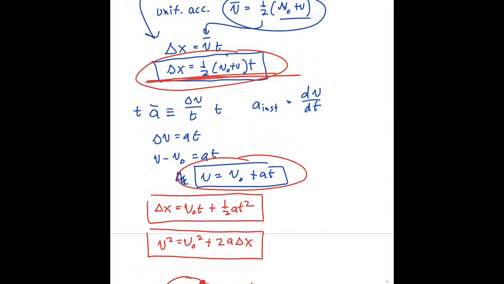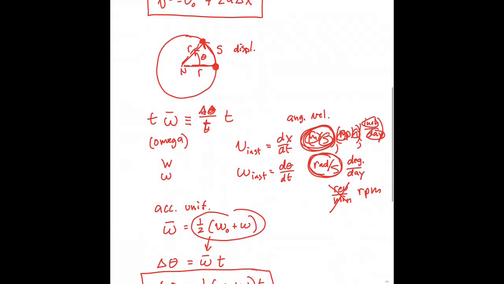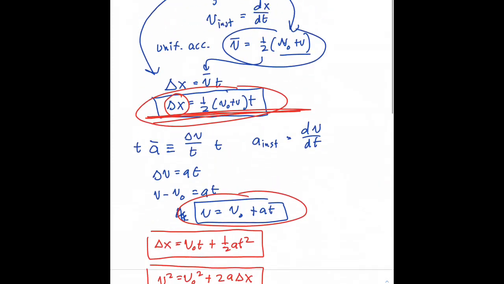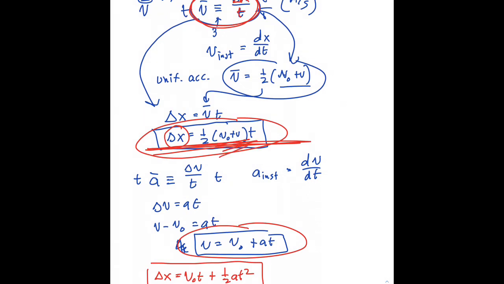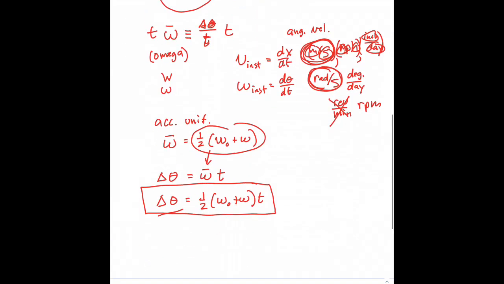Looks an awful lot like this equation. We've just replaced the variables. In place of x, we have theta, and in place of initial and final values of v, we have initial and final values of omega.